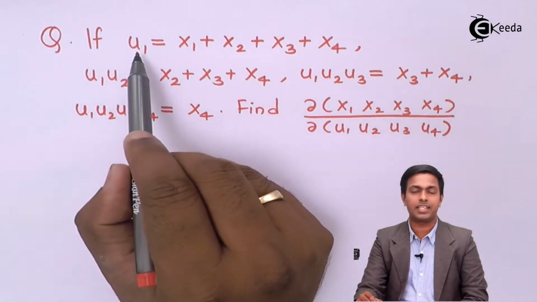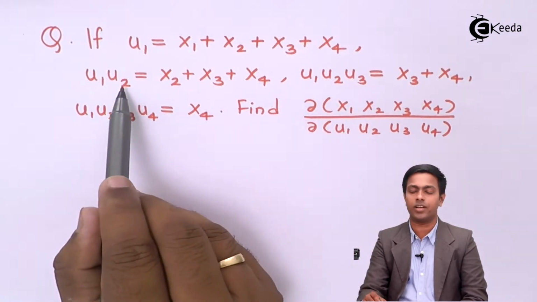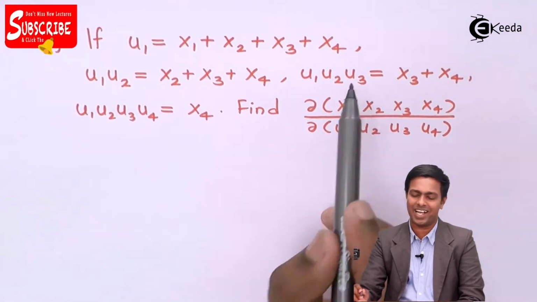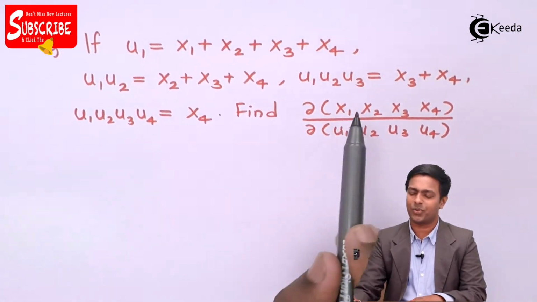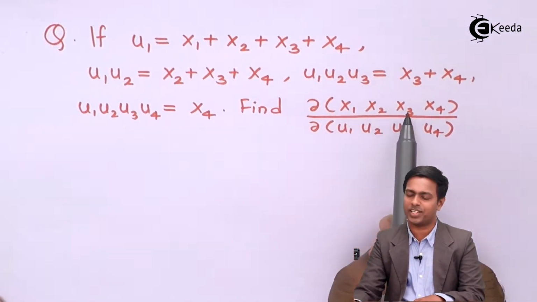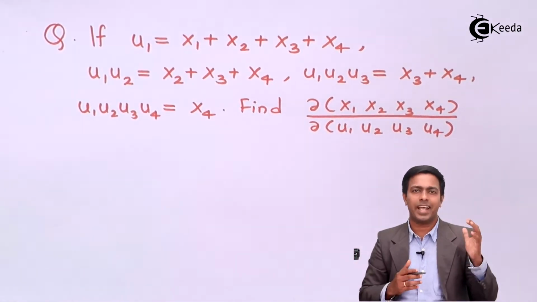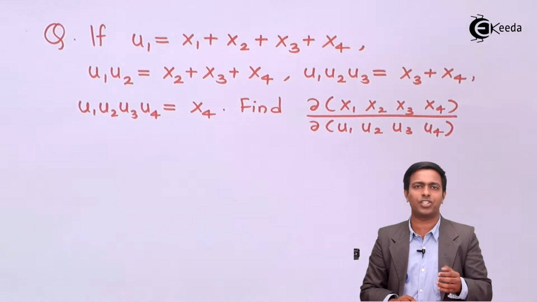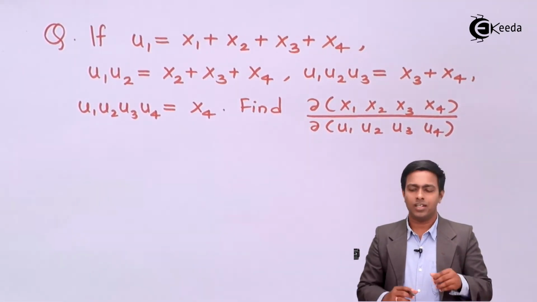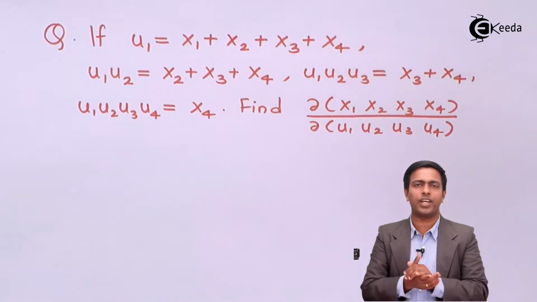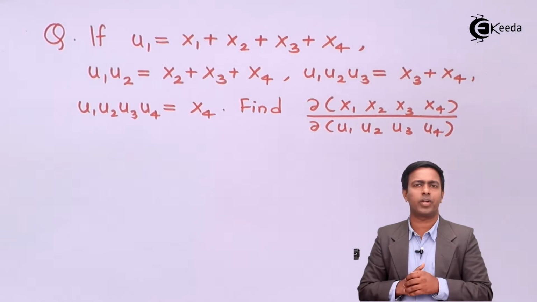Value of u1 is given as x1 plus x2 plus x3 plus x4. Then the value of u1 u2 is given, then u1 u2 u3 is given, and u1 u2 u3 u4 is given. But guys, if you observe the question, we have to differentiate x1 x2 x3 x4 with respect to u1 u2 u3 u4. It means x1 x2 x3 x4 are the functions and u1 u2 u3 u4 are the independent variables. So guys, what we have to do is first find out the values of x1 x2 x3 and x4, because then only we'll be able to get the answer.